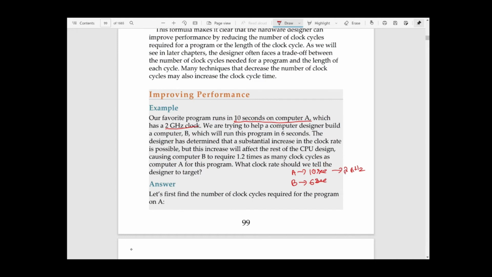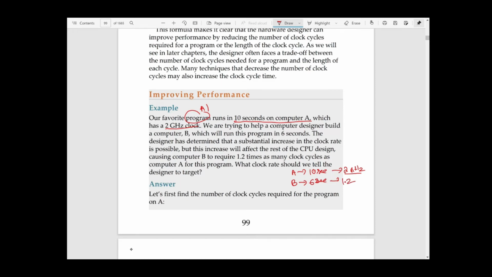Currently it is running at 2 gigahertz, but if we want to run it in 6 seconds, I have to increase the frequency. But you find out that if you try to increase the frequency, then somehow the number of clock cycles of this program is increasing. Suppose the program is A1. If you somehow increase the frequency, then the other hardware details that are required to change will increase the clock cycle time by 1.2.